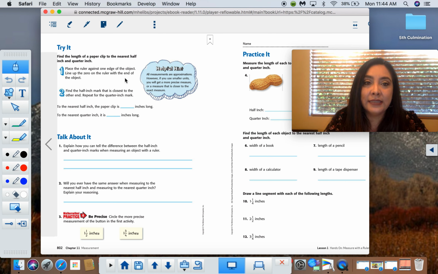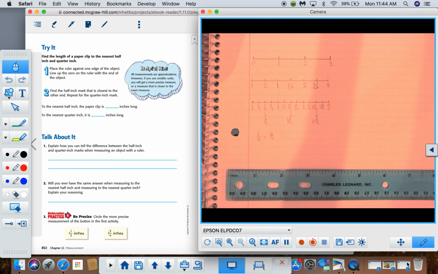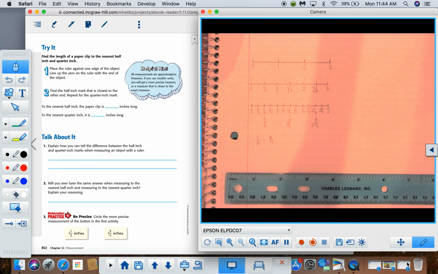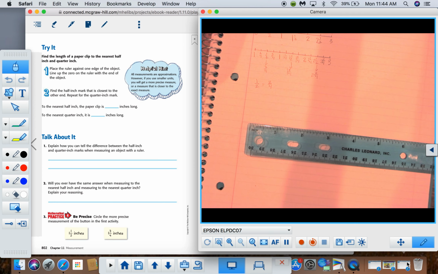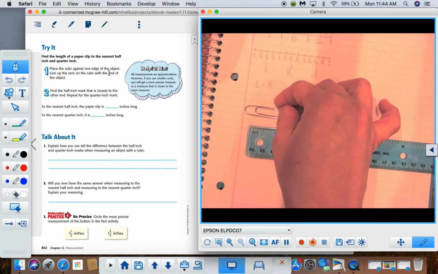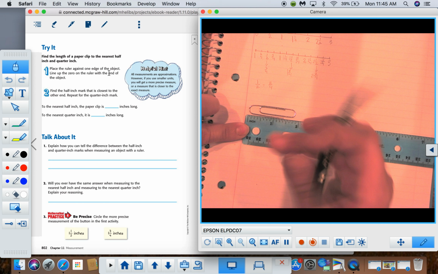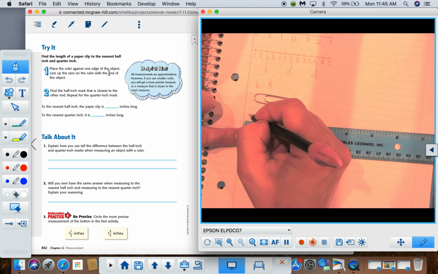We're going to place the ruler against the edge of the object and line up the 0 on the ruler with the end of the object. So I'm going to open up my document camera again, and I'm going to get a large paper clip. Not one of the smaller ones, but the larger one. And I'm going to look at my ruler here. My instructions are telling me to place the ruler against one edge of the object. So here's my object, which is the paper clip. And I'm going to put my paper clip closest to the edge, just like they did in our book.